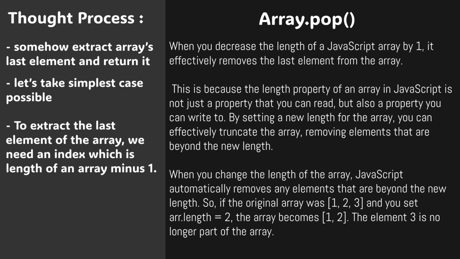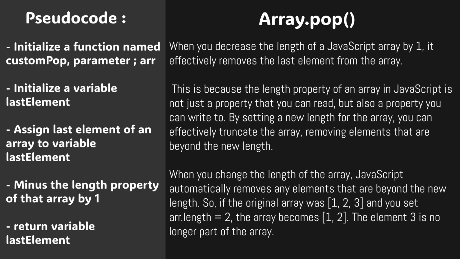Let's make a rough draft of our algorithm, which is called pseudocode. First, initialize a function. Let's name it custom_pop. It accepts one argument, an array. Second, extract the last element of the array by assigning it to a variable, lastElement, a reasonable name. Then decrease the length property of that array by 1. And finally, return the variable lastElement.